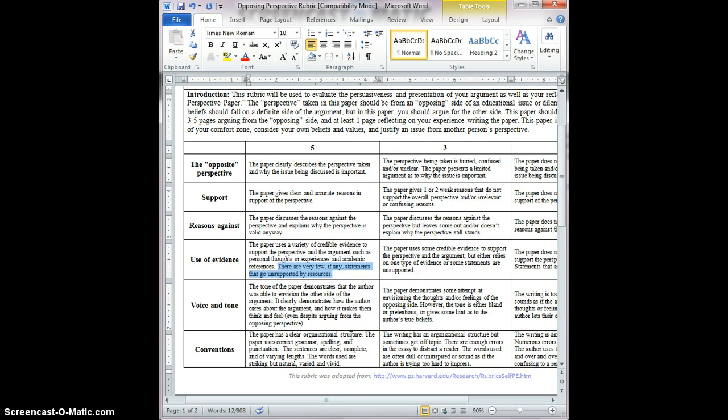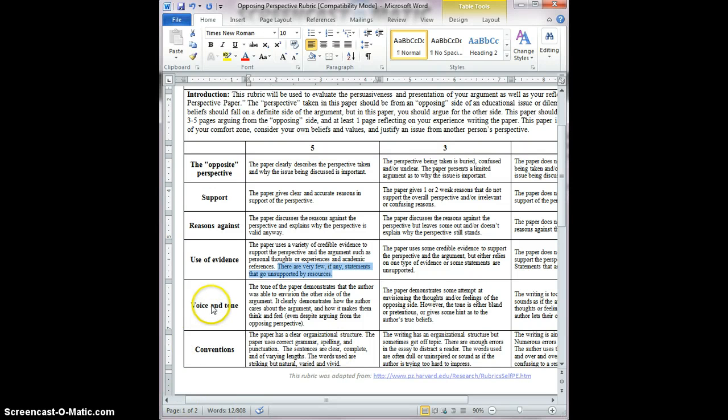For example, if you say something like, "Most administrators agree that standardized tests are useful," cite where you got the impression or information. Was it from a personal communication, a book, a blog? You can use any type of evidence. You just make sure you cite where and when you use it.